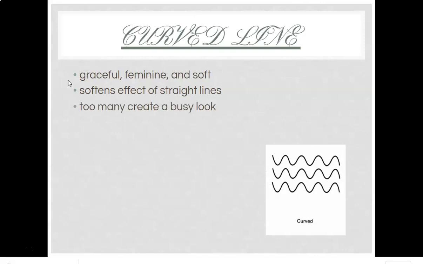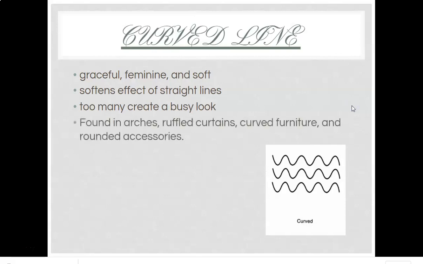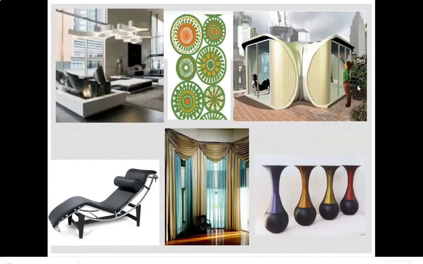Too many curved lines can create a busy look, so you do not want to use too many of these, just like you don't want to use too many of the diagonal lines. Curved lines are typically found in arches, ruffled curtains, curved furniture, and rounded accessories. Stop your video here and look to see how many places in these designs you can see curved lines.